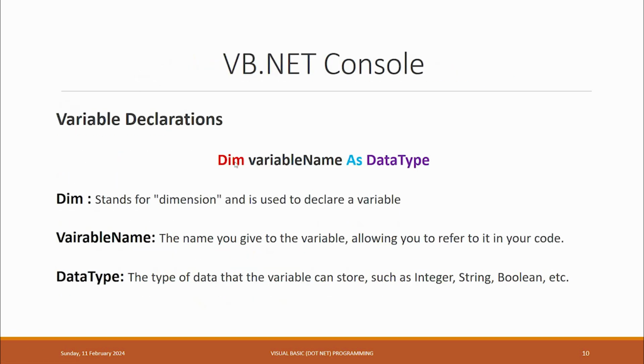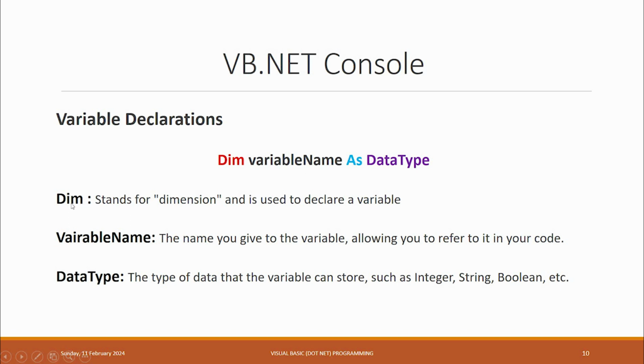We have Dim, the variable name, As, the data type. The Dim here is a reserved word. The As here is also a reserved word. The data types are also reserved words, but not the name. The data type can be Integer, Float, Enum, Array, and others. The variable name here is user defined.